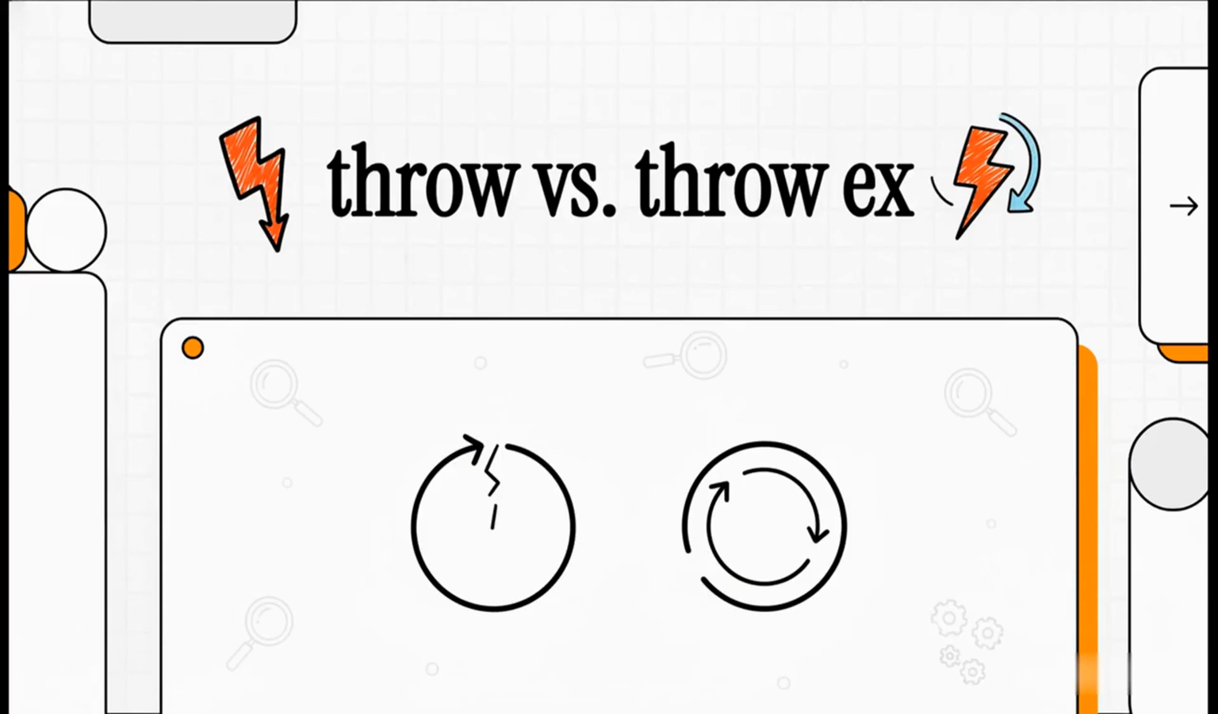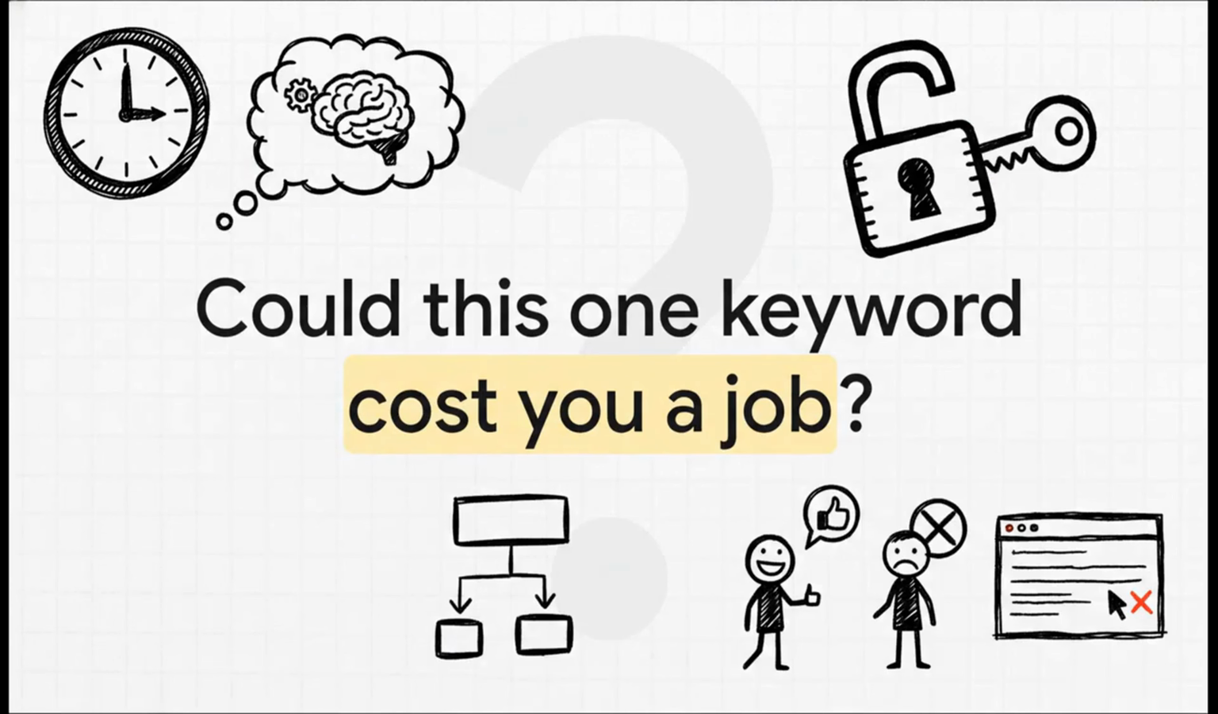In C#, sometimes the smallest details have the biggest impact. Today, we're going to dive into just one of those, the choice between two little keywords, throw versus throw x. It's a subtle difference, for sure, but it can make or break your debugging efforts, and maybe even your next job interview.